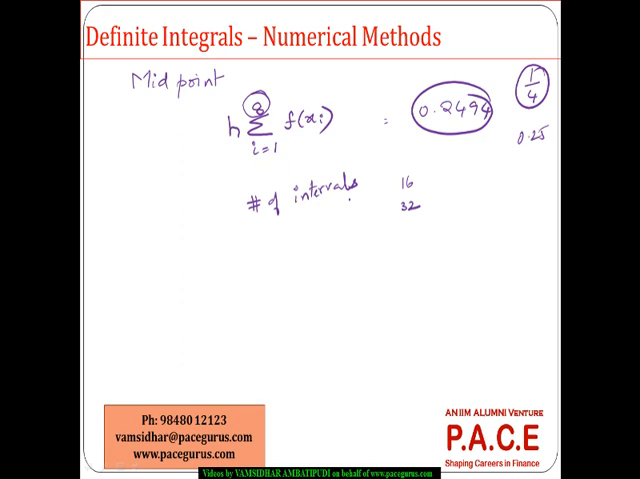So in this example, the midpoint rule has given us 0.2494, which is very, very slightly different. 0.25 minus 0.2494 is to the extent of 0.006. So it has evaluated the definite integral to a large extent. So even if I am not able to recollect the formula for the integration or the value of the integral, I can very well resort to these numerical methods to solve the value of that particular integral using the midpoint.